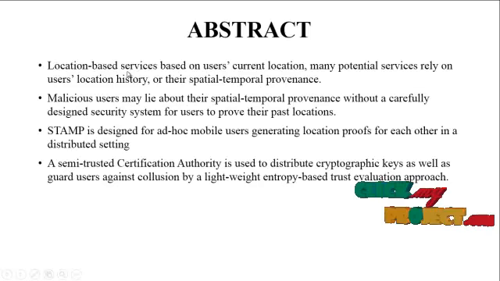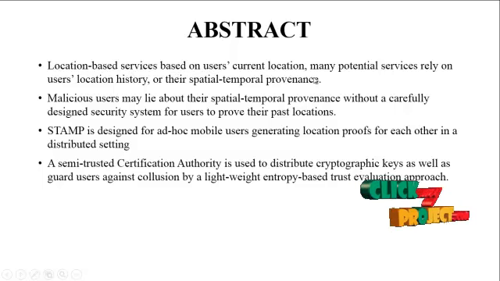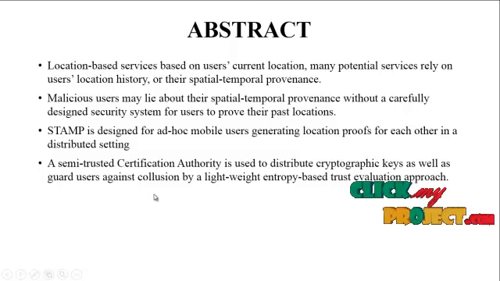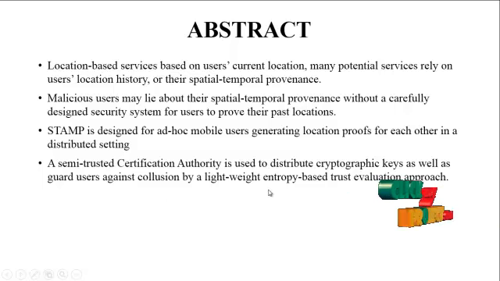Location-based services are based on users. Currently, many potential services rely on users' location histories or their spatial temporal provenance. Malicious users may lie about their spatial temporal provenance without a carefully designed security system for users to prove their past location. STAMP is designed for ad hoc mobile users generating location proofs for each other in distributed settings. A semi-trusted certification authority is used to distribute cryptographic keys as well as guard users against collusion by a lightweight entropy-based trust evaluation approach.